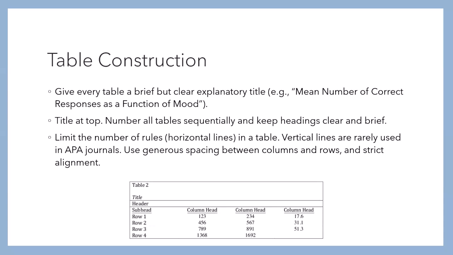You should limit the number of rules, horizontal lines in a table, and rarely, if ever, use vertical lines. So this is an aspect of formatting tables in APA, and as you can see on the example, there are a couple lines going across, but none going down except for the borders. Also be sure to use generous spacing between columns and rows and strict alignment.